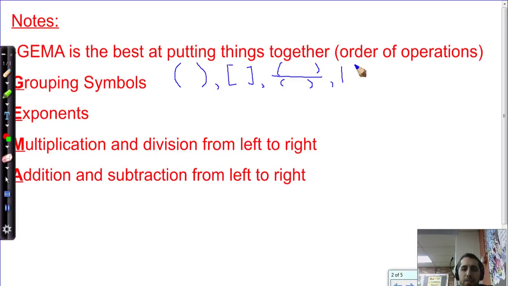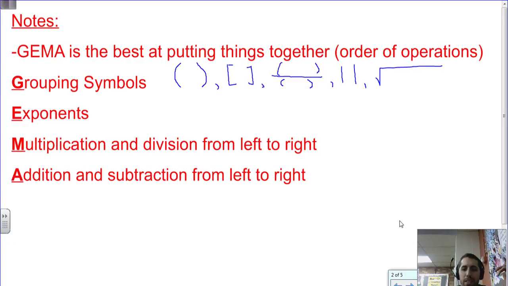There's the absolute value bars, which we'll talk more about later, and finally the radical sign. So we're going to talk more about these two later on, but these three are the ones that you really need to be familiar with. So I'm going to ask you to remember those. Gemma tells us that we need to start by focusing on the grouping symbols and combining the numbers that are grouped together first. They're grouped for a reason, and so we pay attention and we combine those numbers first.